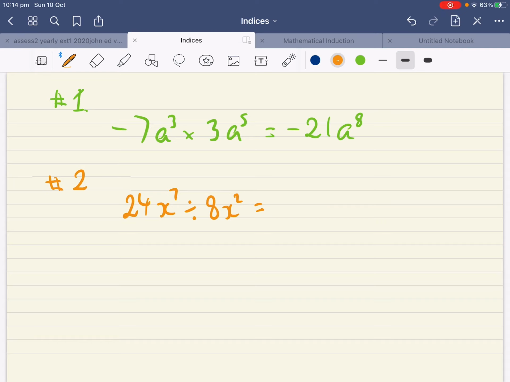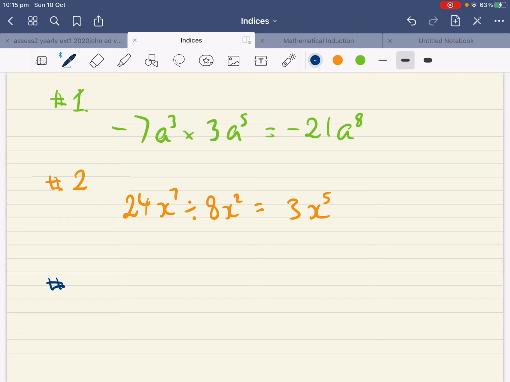What is 24 divided by 8? Again, if you hated your 8 times tables, which almost everyone does, let's be honest, you can always use your calculator. You're in year 9. Either way, you get 3. Moving on to the x's, notice those x's do have powers, so this is where we would use our index laws. Index law number 2: when dividing, the base stays the same and you take away the powers. So you're left with x to the 5 there. And that's your final answer for the second question.